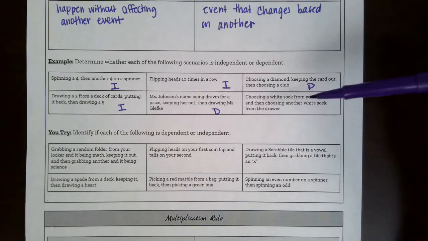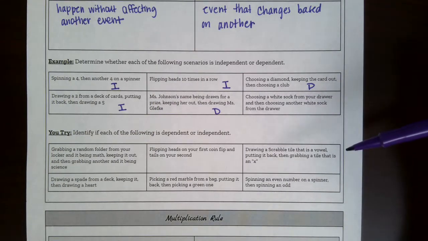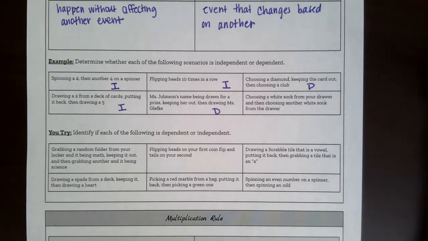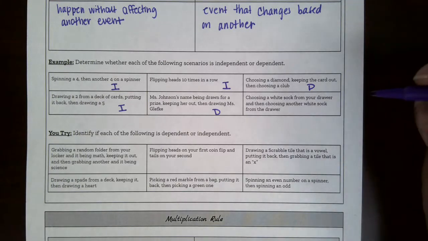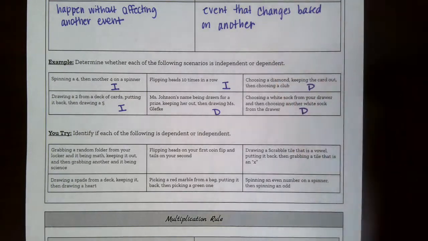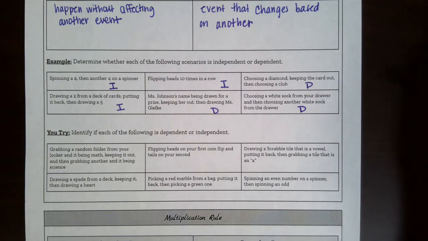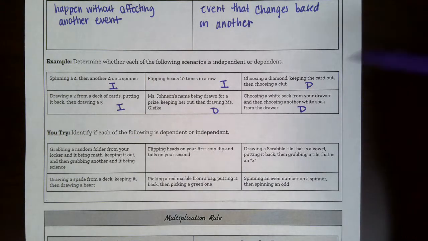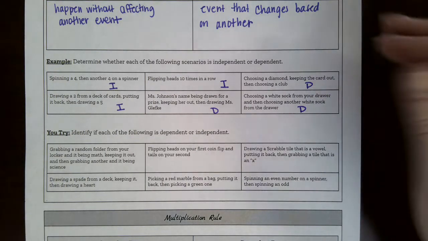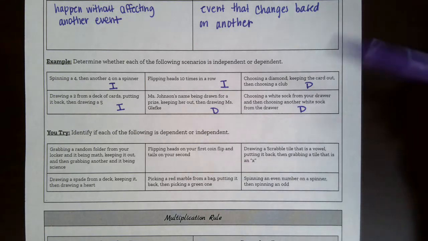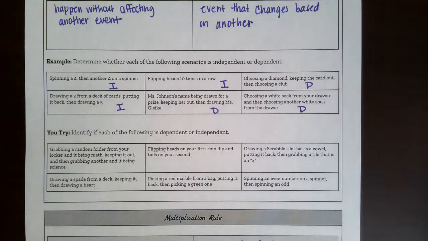And last one, choosing a white sock from your drawer and then choosing another white sock from the drawer. If you're choosing socks, you're assuming you're keeping them out so you can wear them. So this is dependent as well. Keeping something out or replacing it is going to be really helpful to determine independent or dependent. So why don't you go ahead and you try these 6 scenarios, just write I or D, and then push play when you are ready to see the answers.